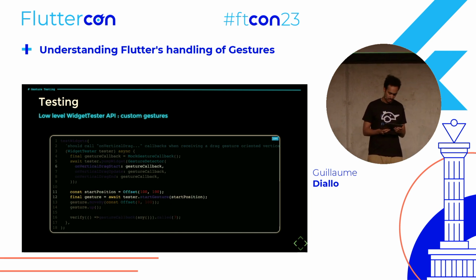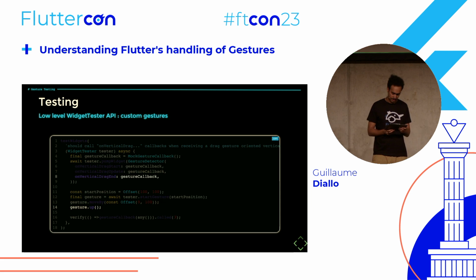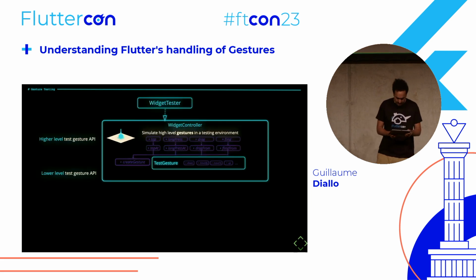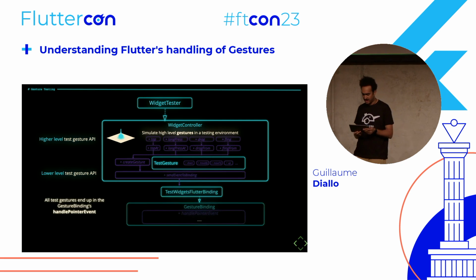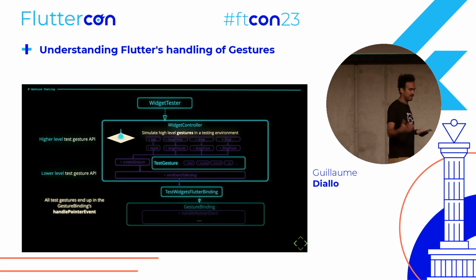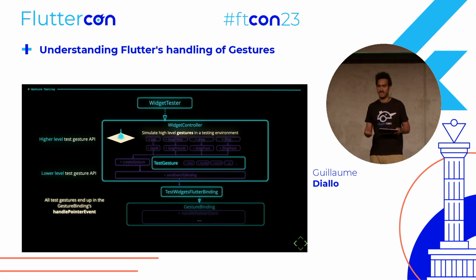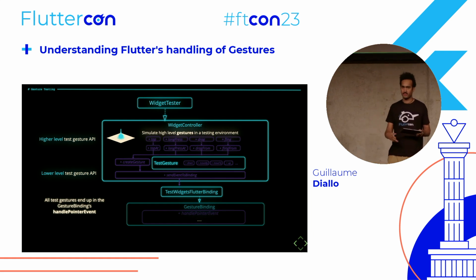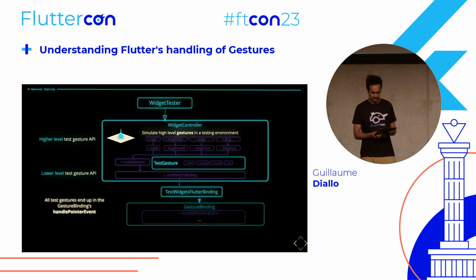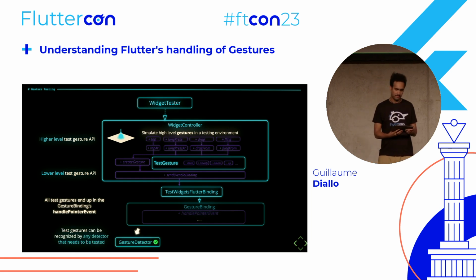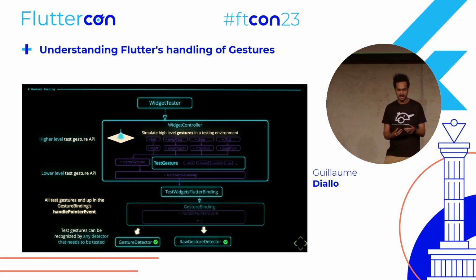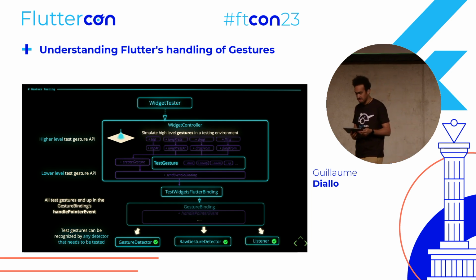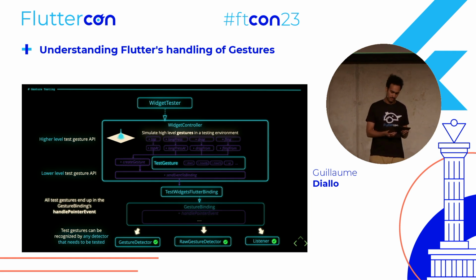We verified that all our callbacks are being called for each moving gesture. So we have a high-level API, a lower-level API, and all of this is calling the test widget Flutter binding. So the actual implementation that we've shown earlier is the one used behind the scenes in the testing environment. So everything you've written that is working in your application will also work in your test, and that's a good thing. So no matter which implementation you use, we've talked about the gesture detector, the raw gesture detector, and the listener, it will always be testable with that same API, and that's really convenient.